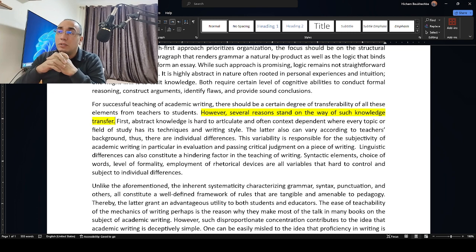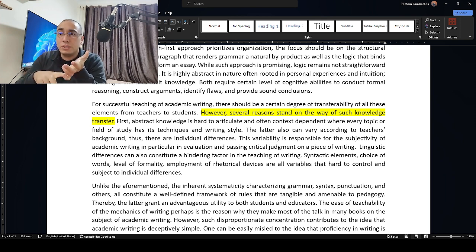Now, first, abstract knowledge is hard to articulate and often context dependent, where every topic or field of study has its techniques and writing style. This is also a major problem. The data also can vary according to the teacher's background, thus there are individual differences. And this is why sometimes you write something, you take it to a teacher, and that teacher is going to give you a kind of feedback. Maybe you see another teacher and you are going to hear other feedback. This variability is responsible for the subjectivity of academic writing, in particular in evaluation and in passing critical judgment on any piece of writing.